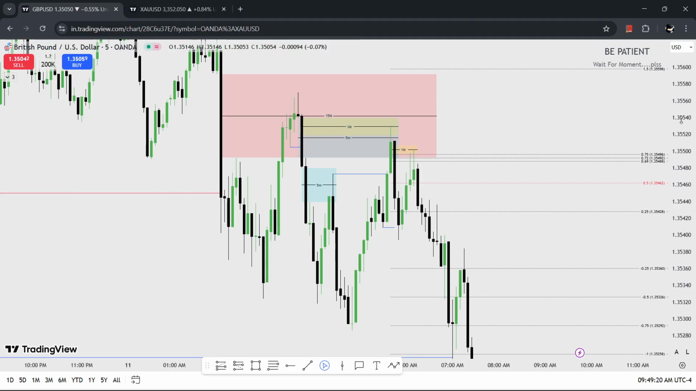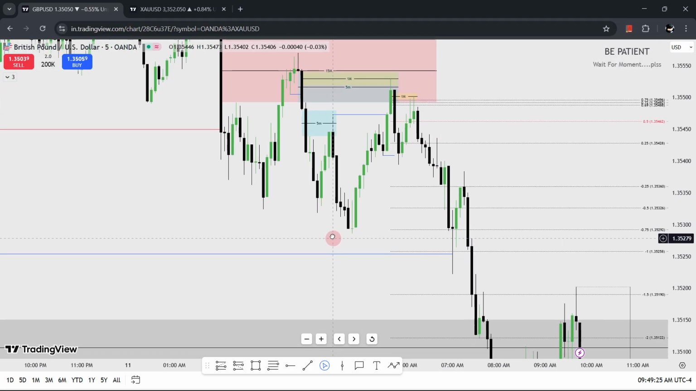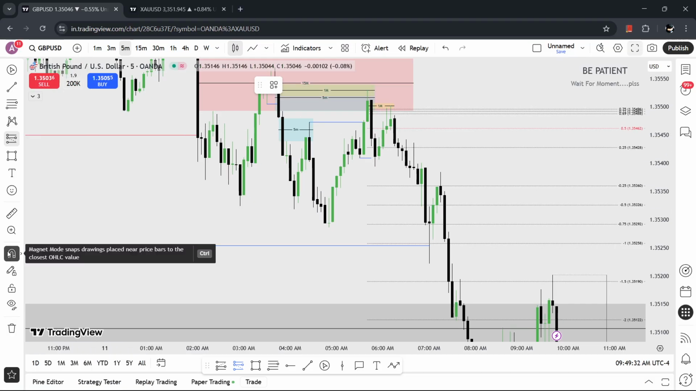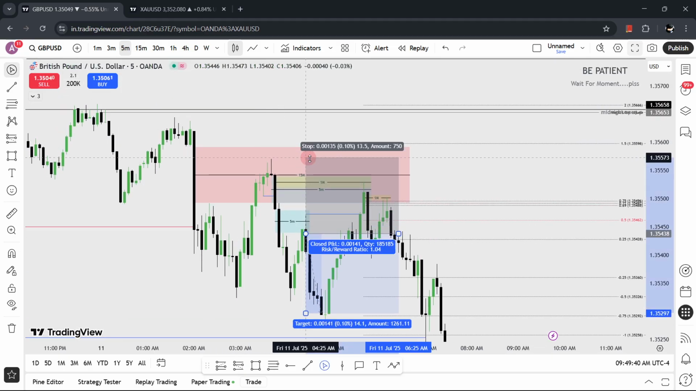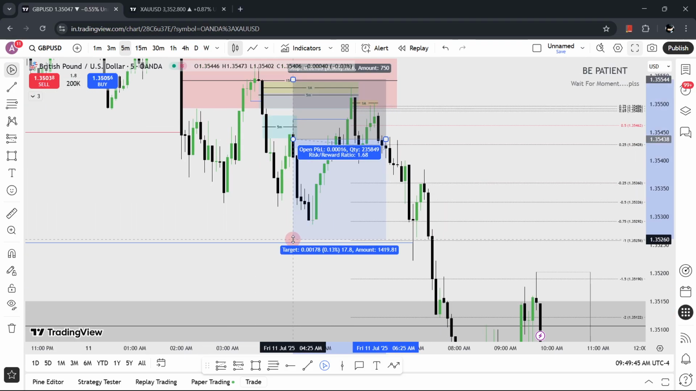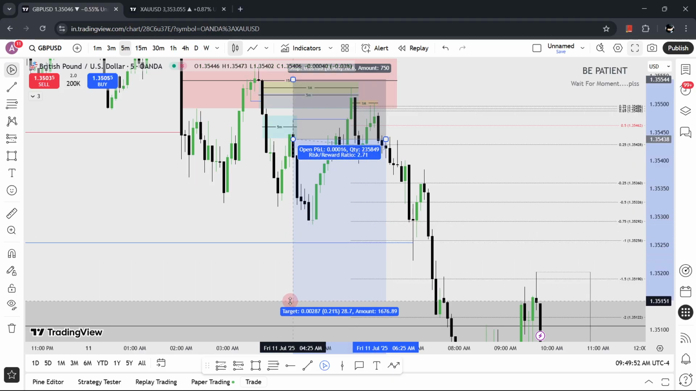On the 5-minute time frame, entry here, stops here, target either here or here. Entry goes there, stop loss on this side. I will tell you the reason. This will give me around 1.73, and this will give me around 2.71. So that's basically the thing.